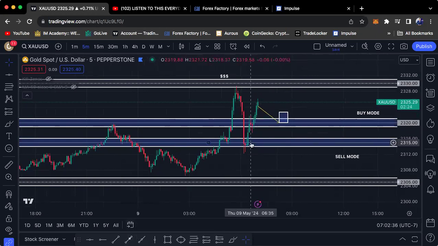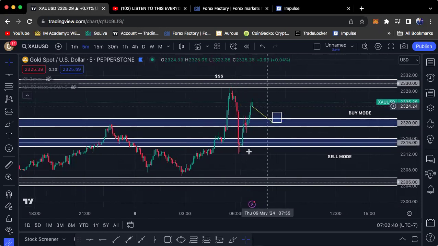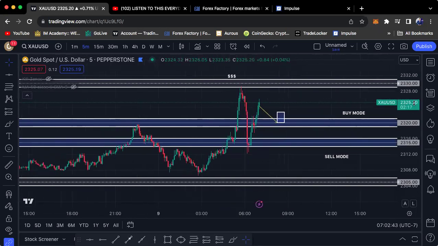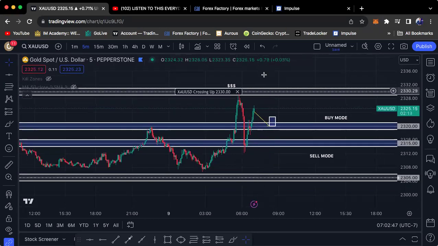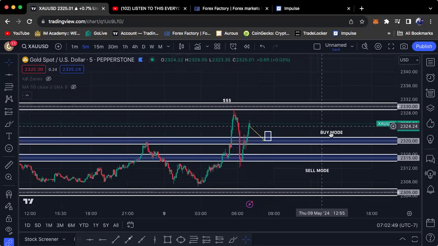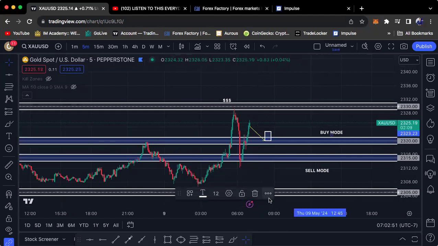Are you guys getting some value? You guys have any questions? I'm about to end it here. So this is what I see right now in the markets. If it breaks above 2330, then this is also a buy mode, right?